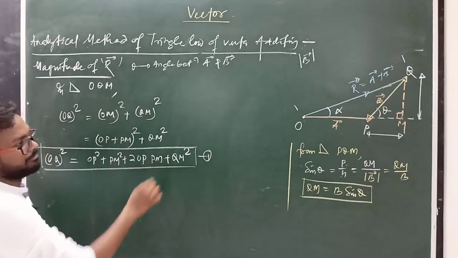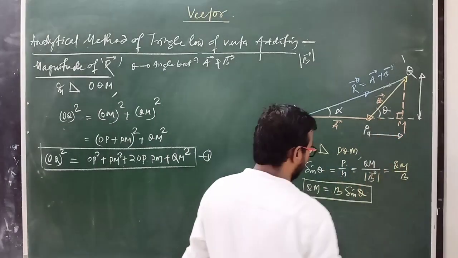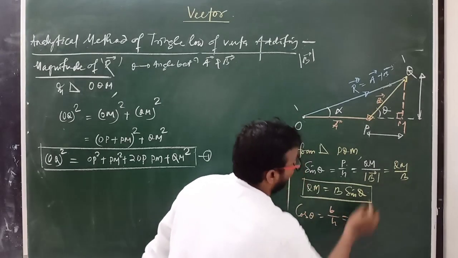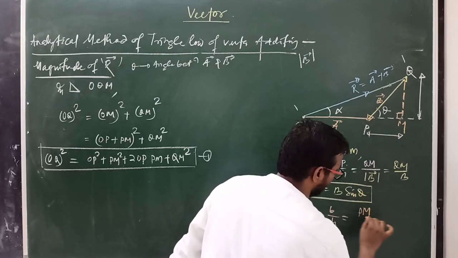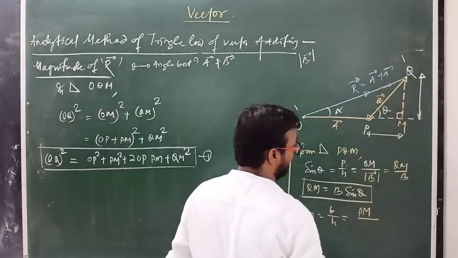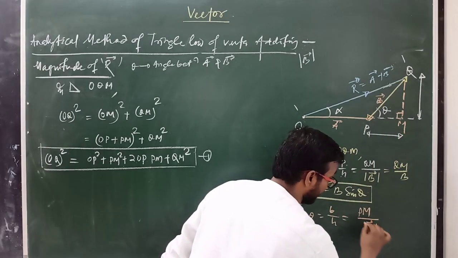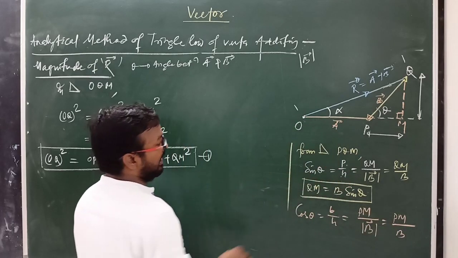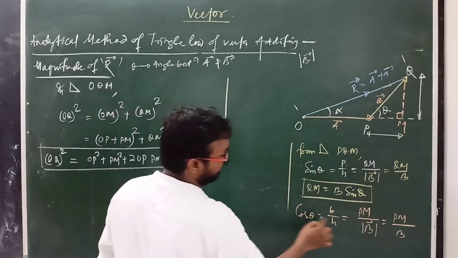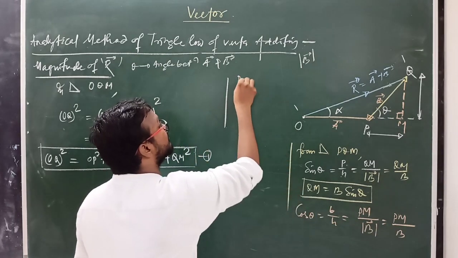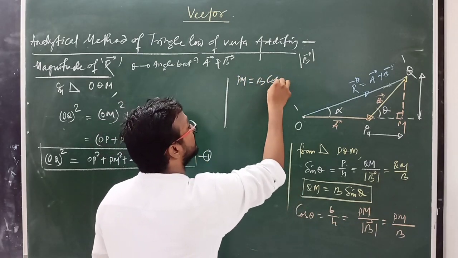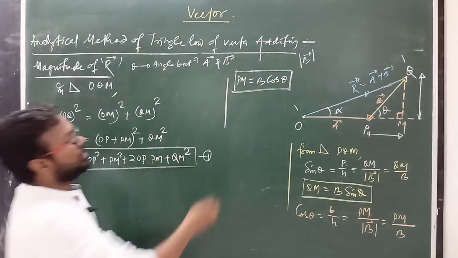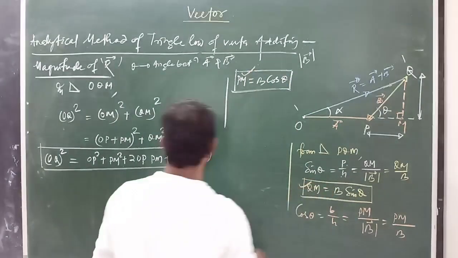Now we have to find PM. This PM, the base, can be evaluated from cos theta. So cos theta equals base by hypotenuse, and base is PM and H is the magnitude of B vector. It is PM divided by B, and here we get PM equal to B cos theta. So PM equals B cos theta. Now use all the values of PM and QM in this equation.